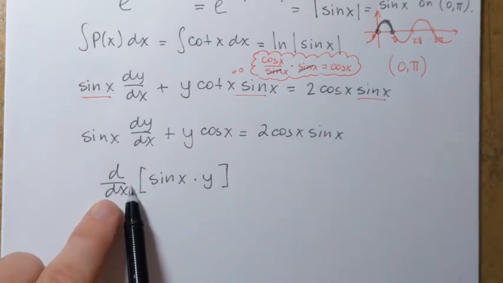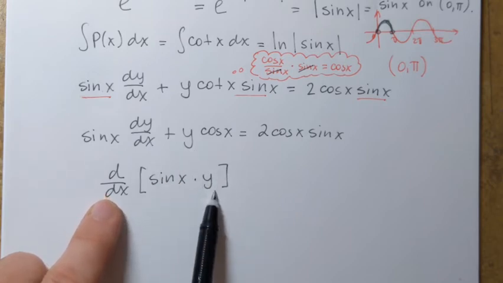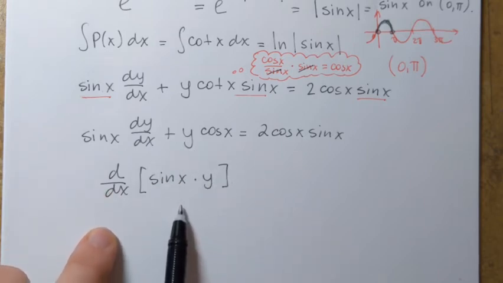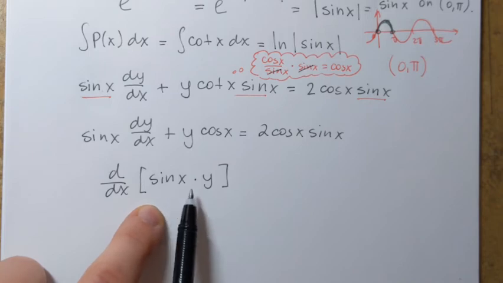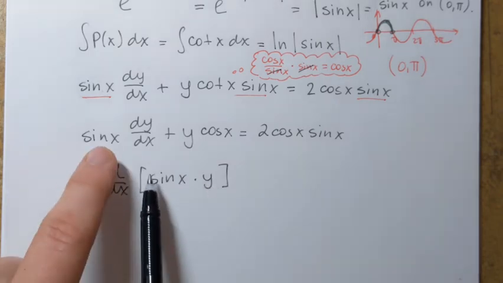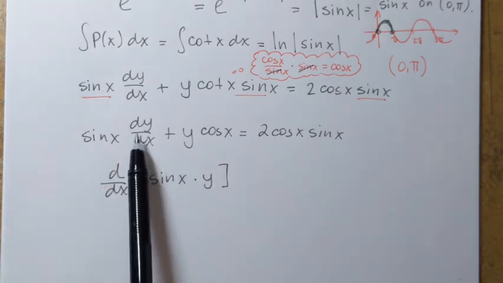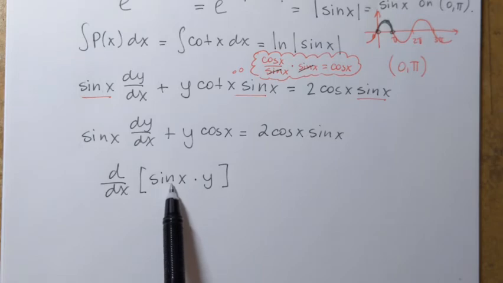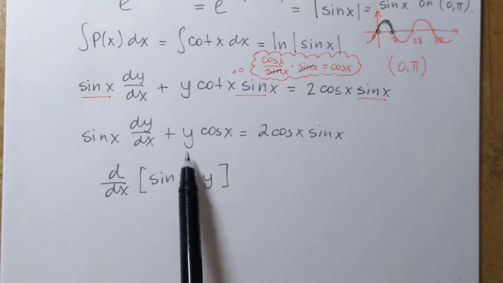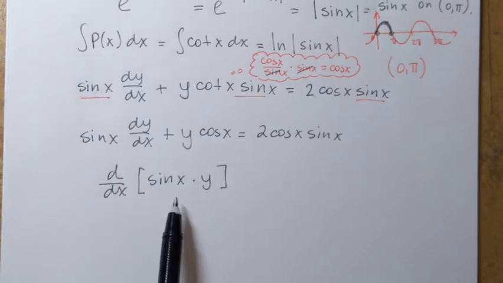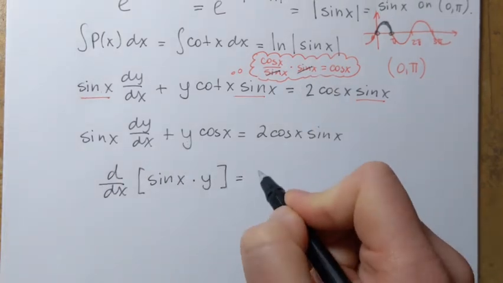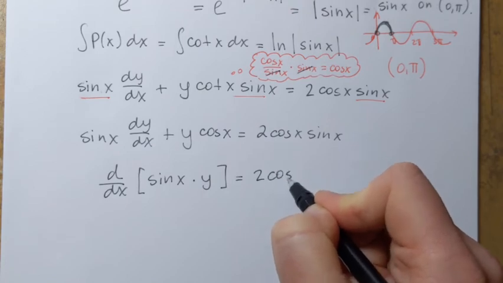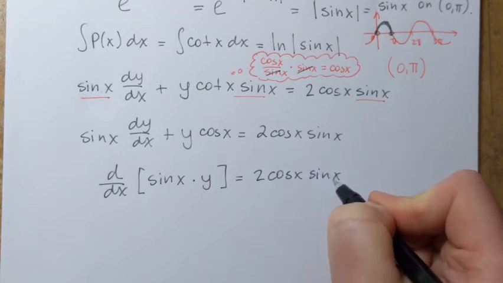Let's double check though. If I find the derivative of this product, I have to use the product rule, right? So it's the first factor, sine of x, times the derivative of the second factor, dy dx, plus the other way around: the derivative of the first factor times the second factor. The derivative of the first factor is cosine, and this is times y. See how it works like that? And then the right-hand side, I'm just going to rewrite as 2 cosine of x sine of x.